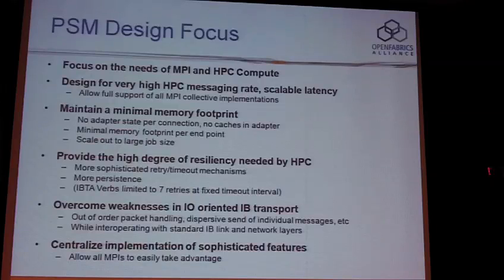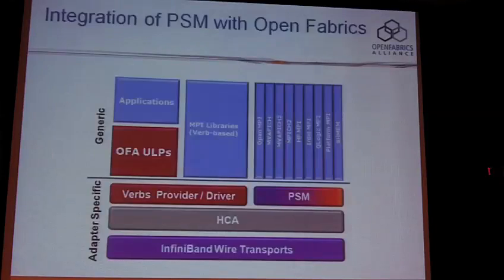And then you need to start overcoming some of the inherent weaknesses that came about from focusing on I/O. So how do you do dispersive routing of individual messages down different paths? How do you do out-of-order packet handling? How do you maintain the interoperability while providing these advanced features? And finally, allow a way to continue to develop more and more advanced features in a way that all the different MPIs and other evolving APIs can take advantage of them.